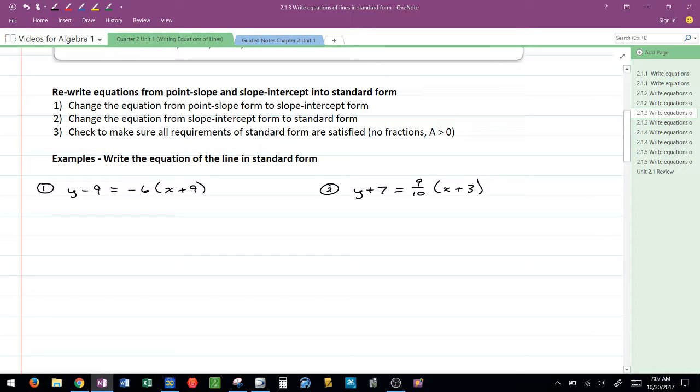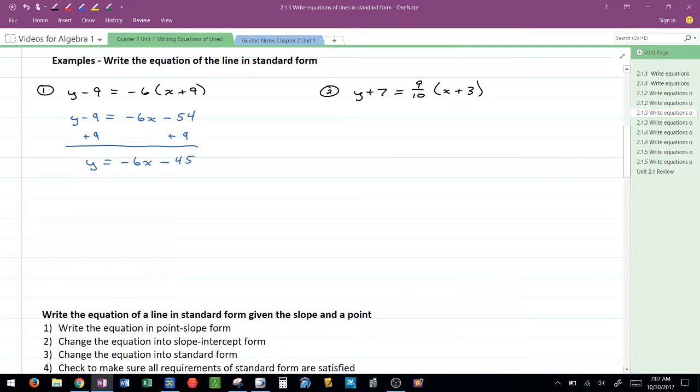Okay, so last lesson, we worked on how do you write an equation in slope intercept from point slope. All right, so if you remember, that means 2 steps. So the step 1, I'm going to do y minus 9 distribute. I have negative 6x minus 54. Step 2, I'm going to get y by itself, add 9 to both sides, and I get y is equal to negative 6x minus 45.